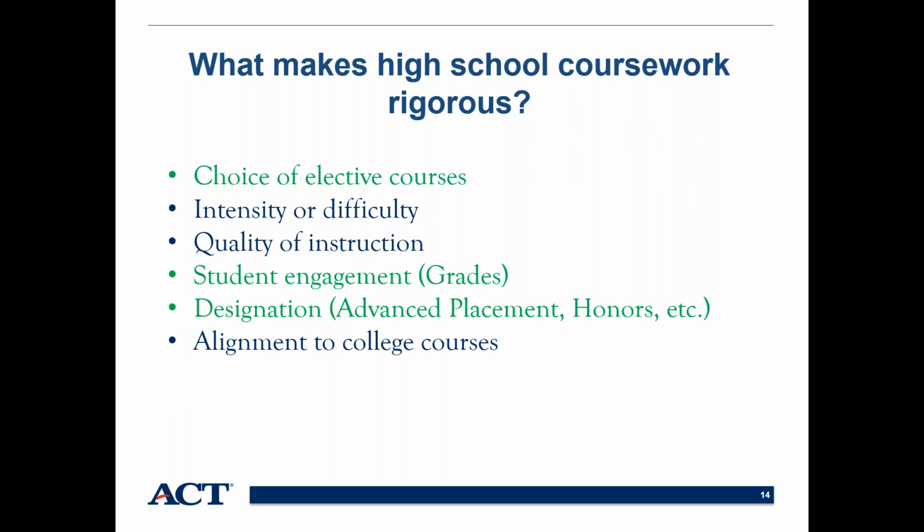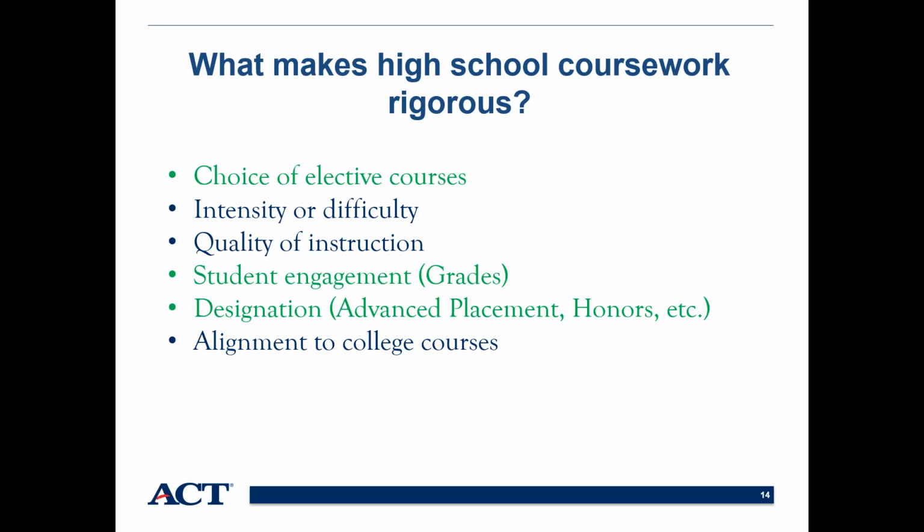When people talk about rigor, what do they really mean? What is it that makes high school coursework rigorous? For one, taking challenging elective courses is related to rigor. Course choice has become somewhat less of an issue because of states' high school graduation requirements for courses taken. But there's still some room for choice, for example, continuing to take math courses beyond Algebra 2, even though it's not required for graduation. That's something that will help students prepare for college.